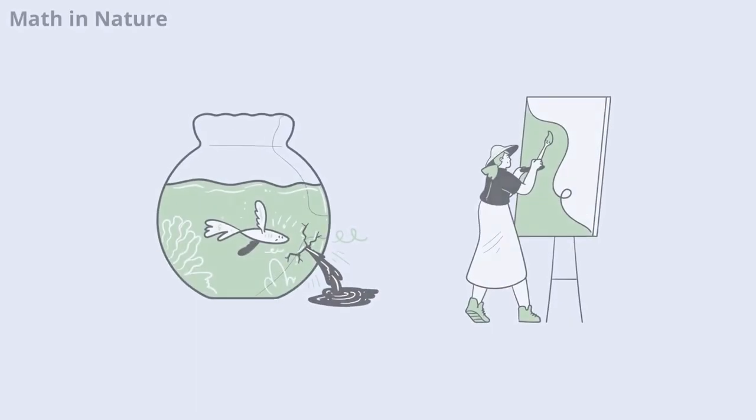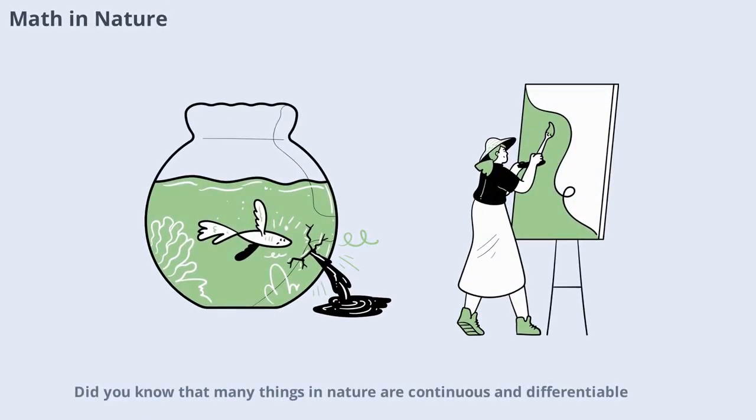Did you know that many things in nature are continuous and differentiable? The curve of a rainbow, the edge of a leaf, or the path of a river are all smooth and beautiful. Nature loves smoothness, just like mathematicians do.